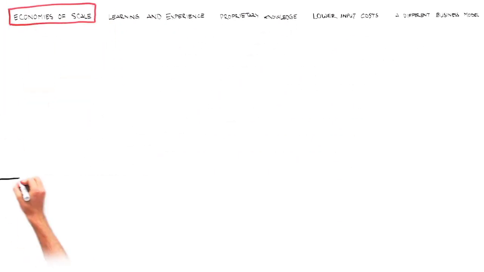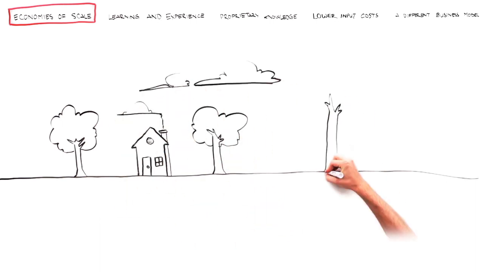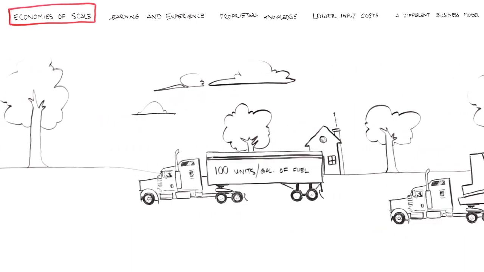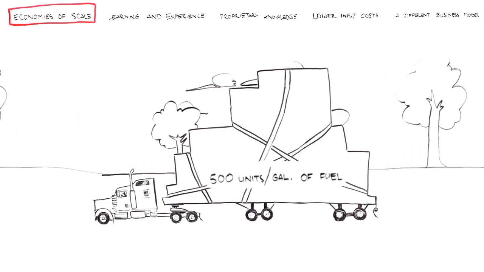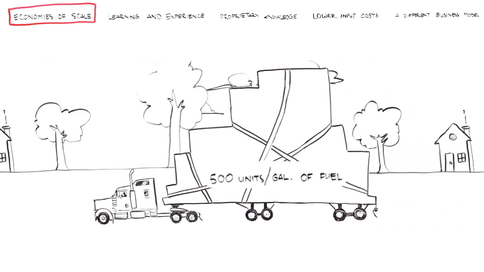The first of these, economies of scale, refers to a situation where a firm sells greater volumes of product than anybody else, thereby allowing the firm to lower costs per unit by spreading their fixed costs of production over sales.